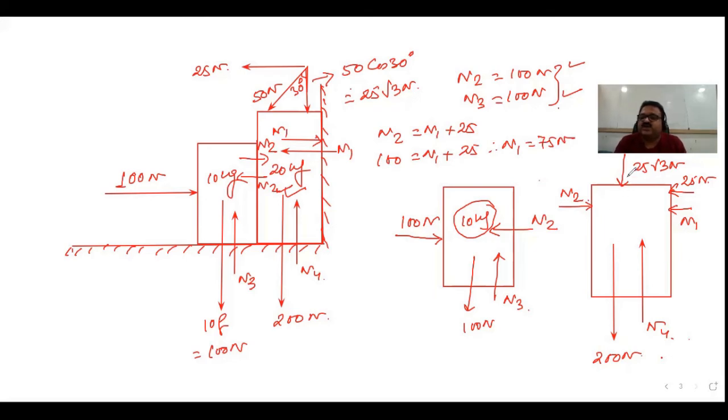Now watch here. The forces which are acting along downward direction is 25 root 3 and 200, and N4 is acting upward. So what we can write? N4 equal to 200 plus 25 root 3 Newton. So these are the answers. N1 equal to 75, N2 100, N3 100, and N4 this.